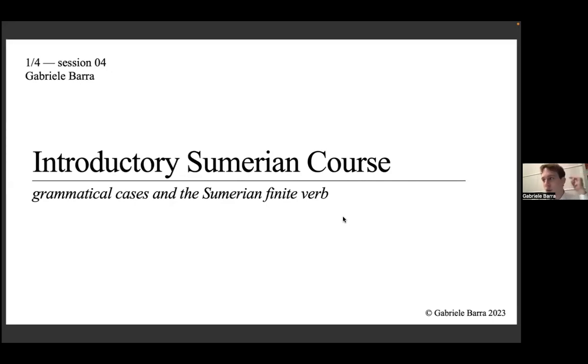Okay, so today we'll basically go over what's left of the grammatical cases: the ergative, the dative, and then we'll look at the verbs, the imperfective, and a few other things, so that starting from the next class, we can take on real tablets. So we're almost there. I know I say it every lesson, but this one is the right time.